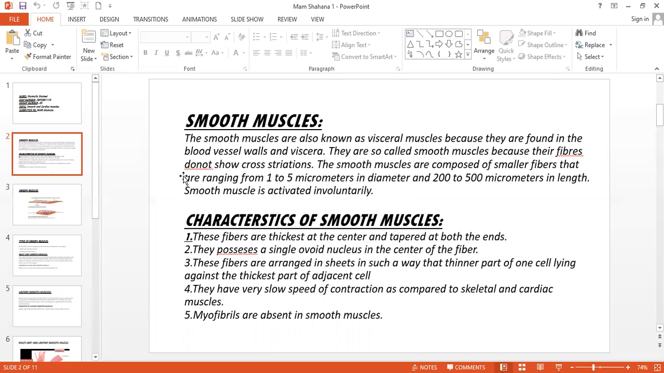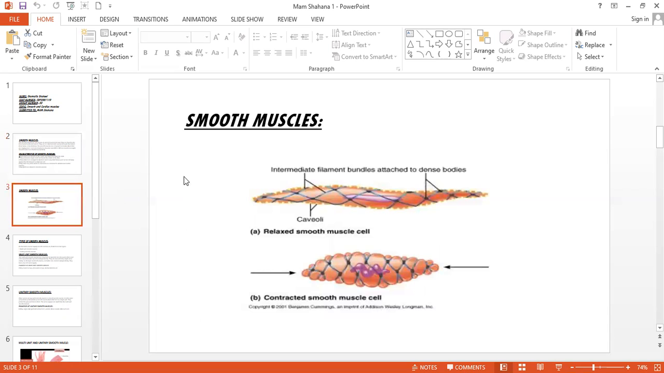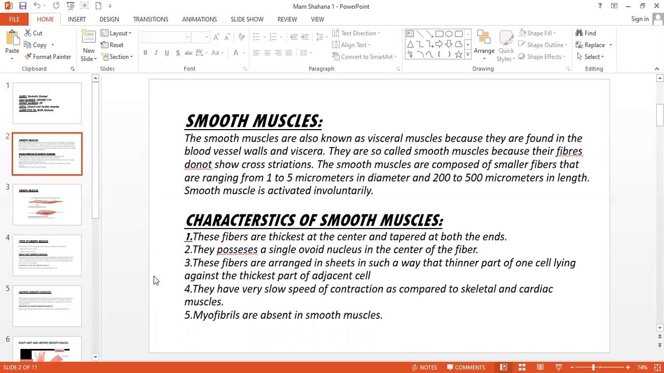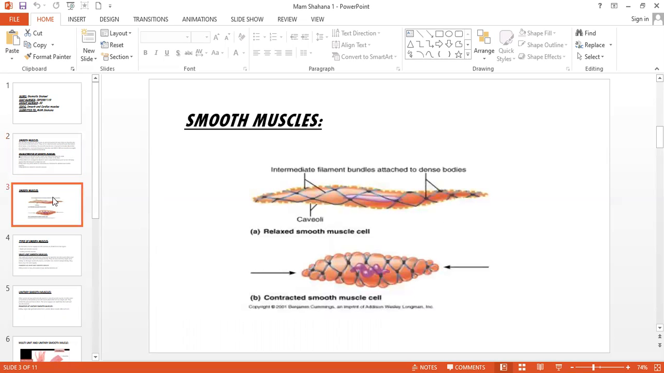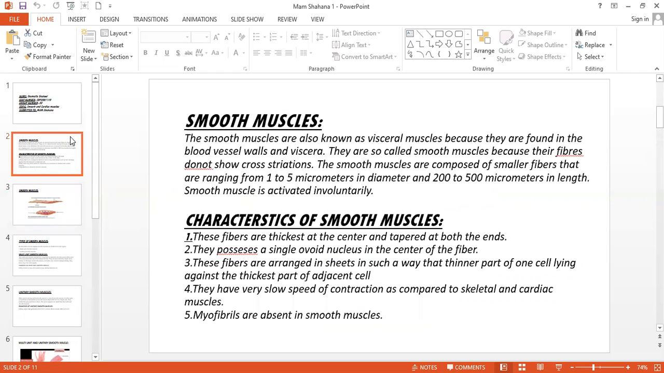Characteristics of the smooth muscles. Following are some of the characteristics of the smooth muscles, which include: these fibers are thickest at the center and tapered at both ends. Now look at this slide. In this slide, we can easily observe that the smooth muscle fiber is thick at the center and tapered at both the ends. Now the second one is they possess a single ovoid nucleus in the center of the fiber. So look at this. It has a single ovoid nucleus, meaning oval-shaped nucleus, in the center of the muscle fiber.